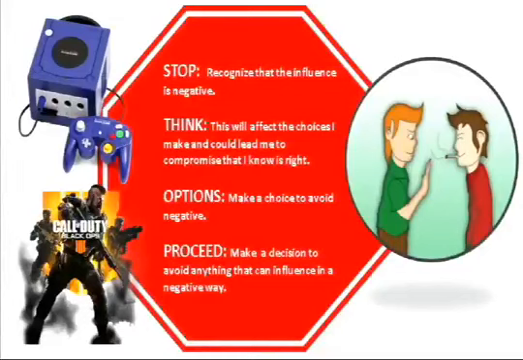Nobody wants that. And then we need to proceed by making a decision to avoid anything that can influence us in a negative way. We need to avoid it. A wise person doesn't go into situations that can cause these things. You don't turn on the channel that you know is going to have some kind of bad things going on. You avoid it. You turn it to a different channel. You don't watch those things. You don't turn on the radio to the station where you know they're playing these kinds of things. You avoid it. You stay away from it.